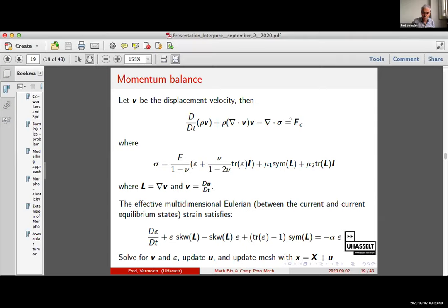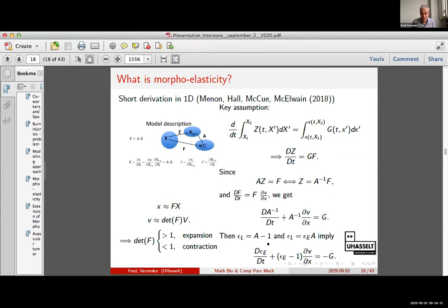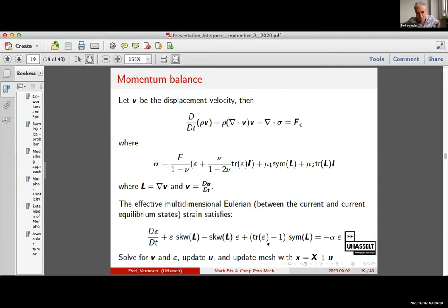Furthermore, we also have an evolution equation for the strain tensor. As you could see here in the derivation, we also came up with an equation for the strain tensor, and this strain tensor represents the effective multidimensional Eulerian strain tensor. So this is the strain between the new equilibrium situation and the current situation. And then, of course, we can update the coordinates of all the points, and we can also compute the current displacement at this point.